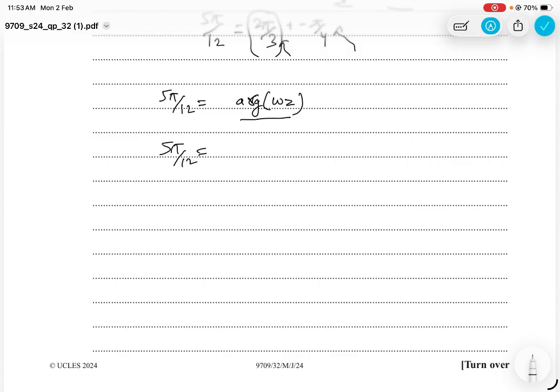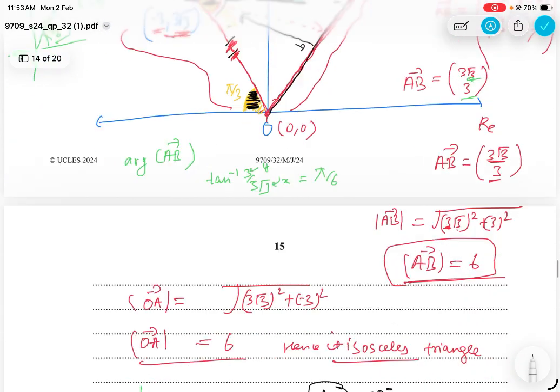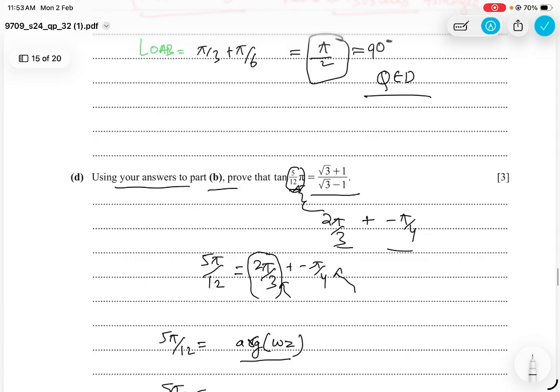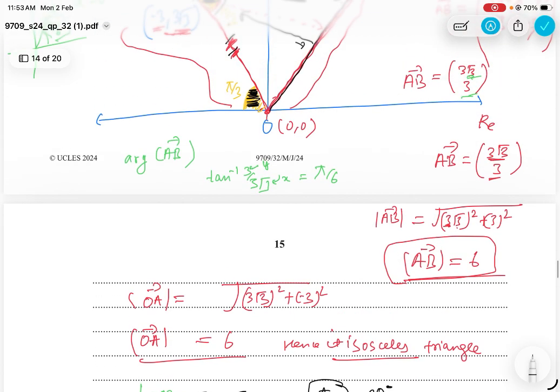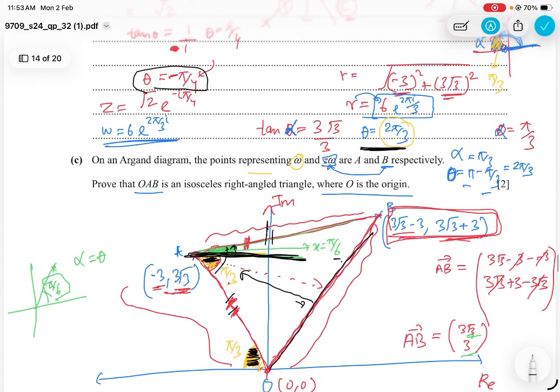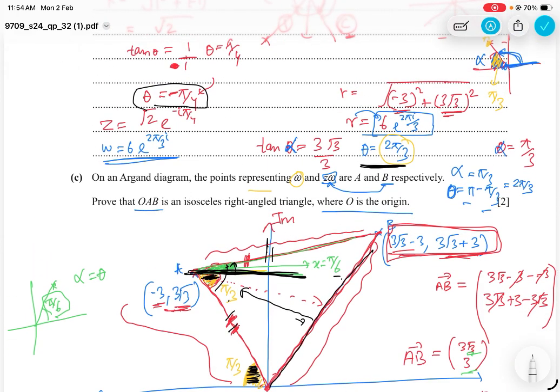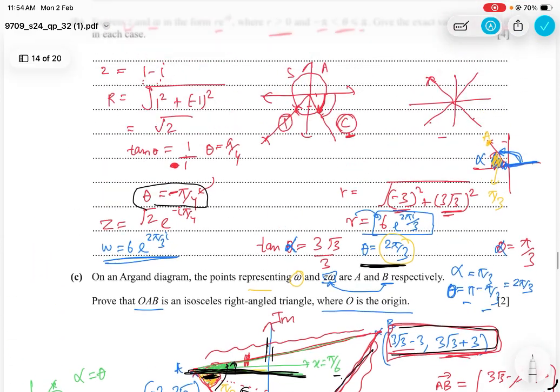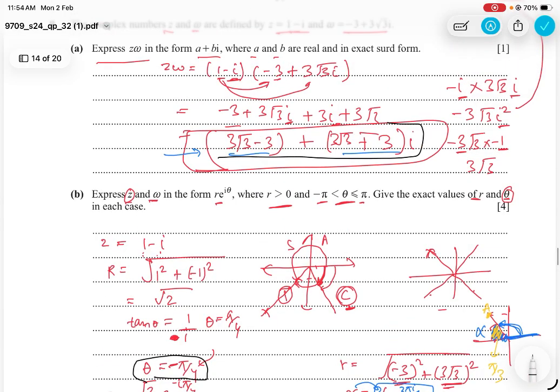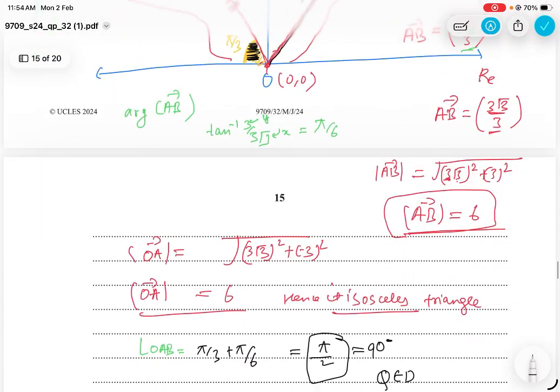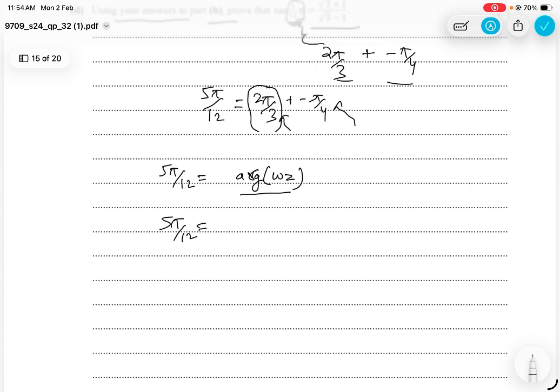What is the argument of wz? We know the point. The point was... ZW was this one. We know this over here, right? So it would be tan inverse of the first y coordinate, that is 3 root 3 plus 3, upon x, that is 3 root 3 minus 3.